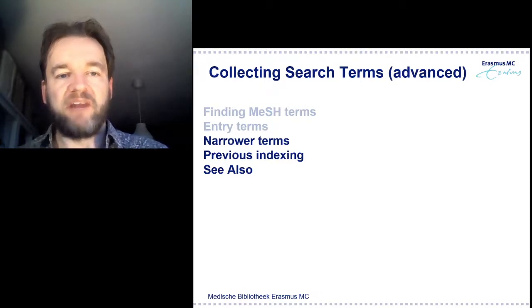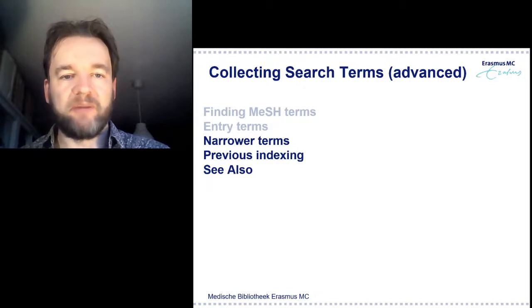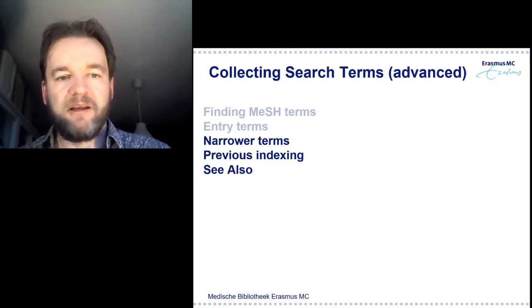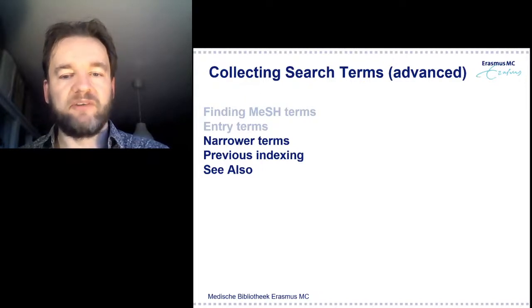The MeSH is not a static database, but it changes over time and new MeSH terms are added. With previous indexing, you can see how terms were indexed, how articles were indexed before the MeSH term was added. See also will give you some guidance on related MeSH terms that you could consider in your search.